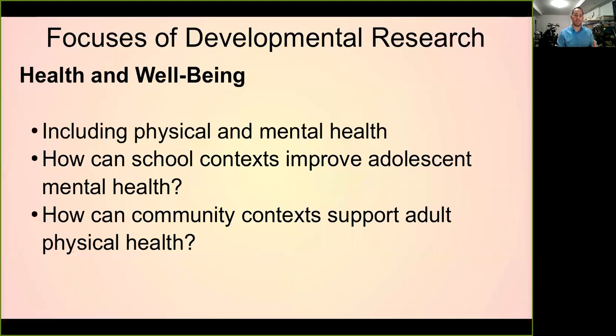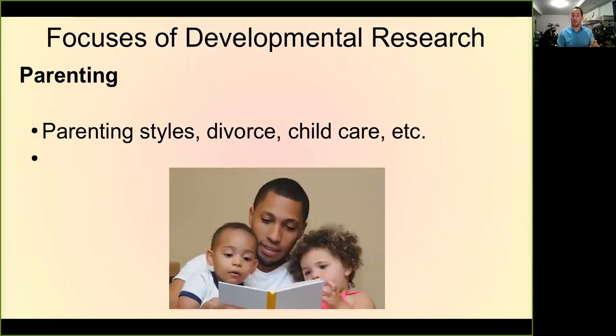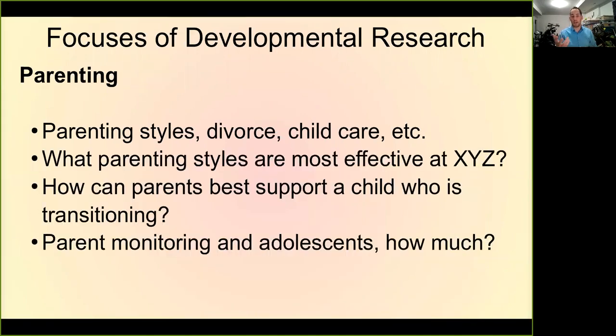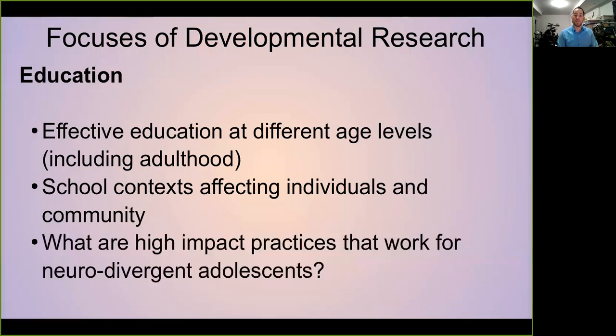So we look at how we can change things with health. We look at how we can help people who are parenting, divorced, or in childcare. We might ask questions like, what parenting styles are most effective to help children have good careers in the future? What parenting styles are most effective to help children be pro-social? Those kinds of things. We might ask questions about education. What are the highest impact practices we can use as educators? Especially, what are some high impact practices for neurodivergent adolescents, so kids that have ADHD? What can we do specifically for them to help them develop really well and thrive?